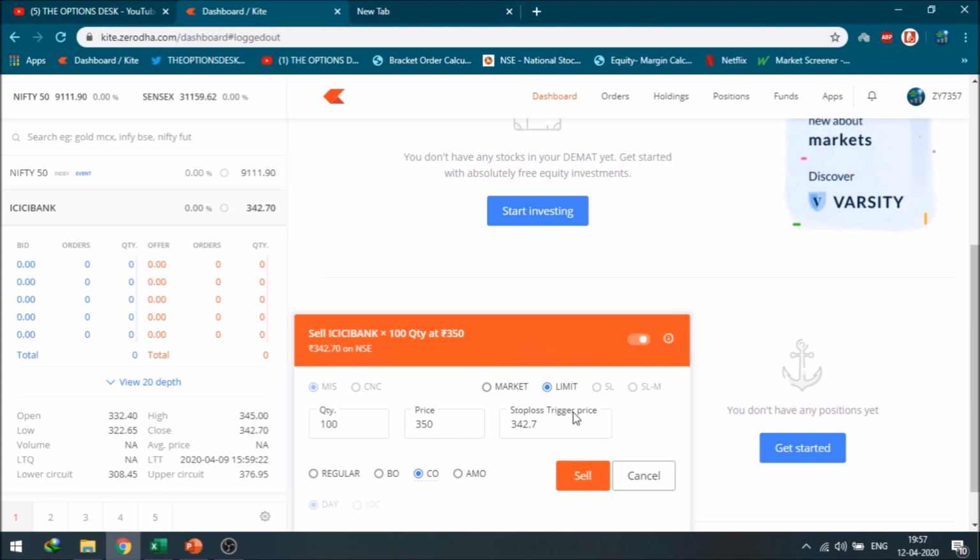As you can see, the cover order does not require an upper target price. You can just place a stop loss and use the cover order to your benefit.